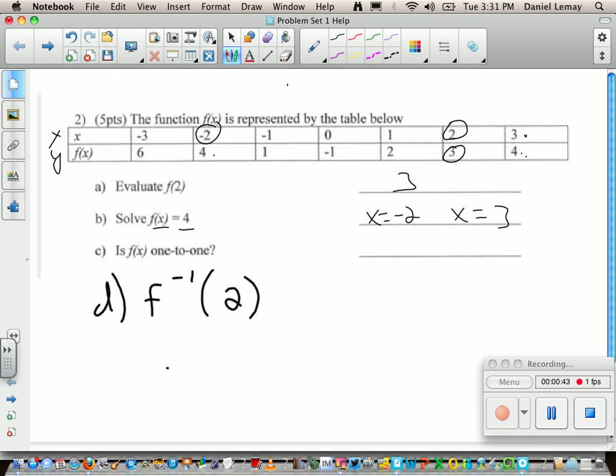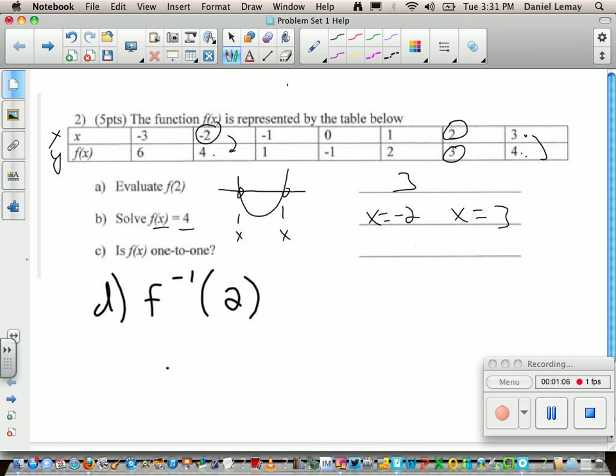And that's that. Is this function one-to-one? It is not one-to-one because I have two different x values giving me the same y value. If I had to graph this, I'm not going to graph them all, but it would probably fail the horizontal line test. Two different x values give me the same y value, okay?